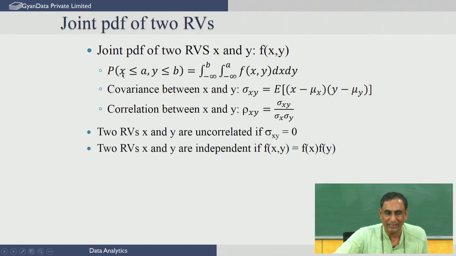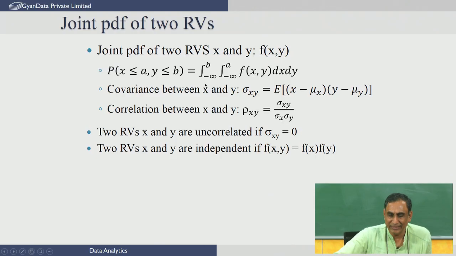The joint probability that x is less than or equal to a, with minus infinity being the other limit, and y less than or equal to b, with y ranging from minus infinity to b, the joint probability of these 2 variables lying in these intervals is computed as the double integral from minus infinity to b and minus infinity to a of f of x, y dx dy. That is basically the volume under this particular function f of x comma y.